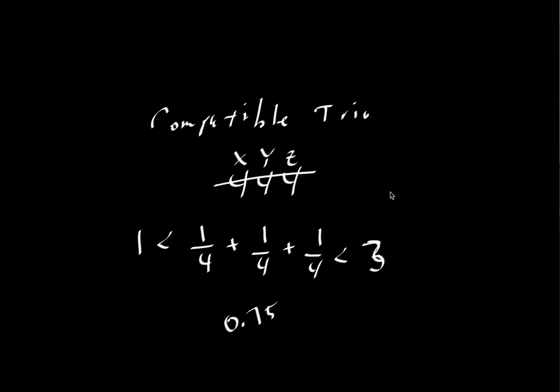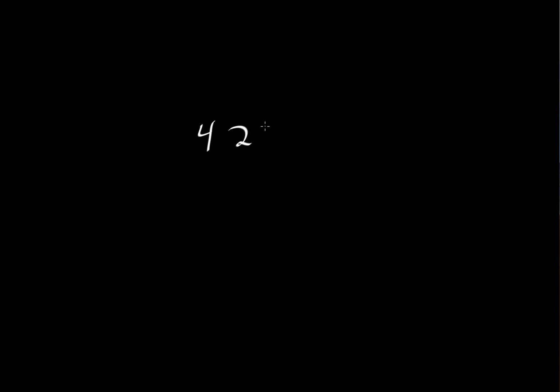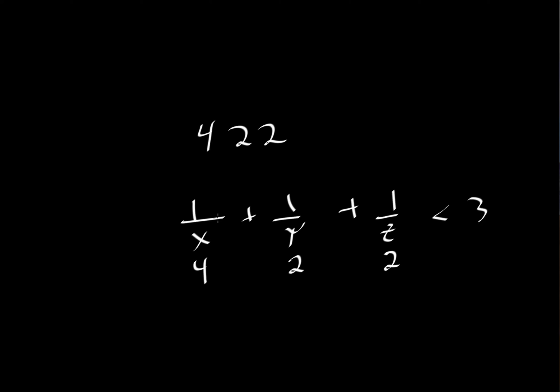It is not possible. Let's try the case of 4, 2, 2. We would have 1 over x plus 1 over y plus 1 over z, where this x is 4. And again, it doesn't matter what order we take them. This is 2, this is 2. So if we have 1 over 4 plus 1/2 plus 1/2, then we would get the sum of 1.25. And then that works. That satisfies this inequality. It is greater than 1. It is less than 3. So this is a compatible trio.